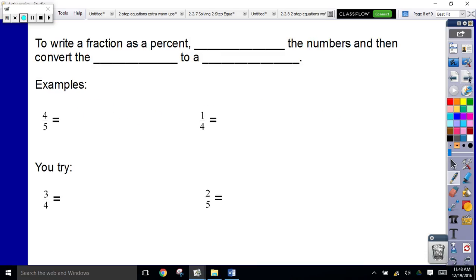Okay, one more thing. To write a fraction as a percent, so when you're starting with a fraction, you're going to first convert that fraction to a decimal. What do you do to convert it to a decimal? When you convert a fraction to a decimal, what do you do? Michael? Divide. You divide. So you're going to divide the numbers, and then you're going to get a decimal, and you're just going to convert that decimal to a percent.